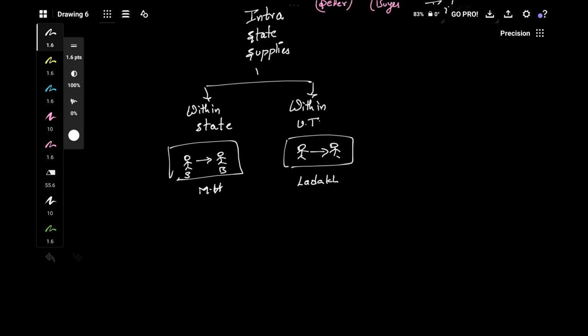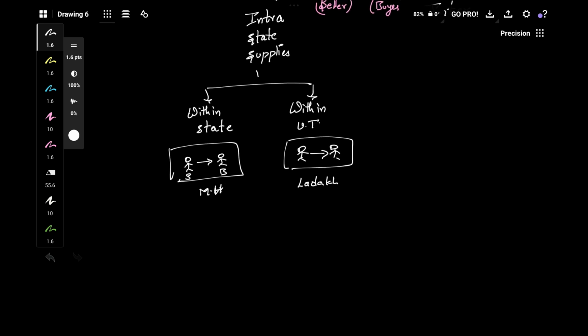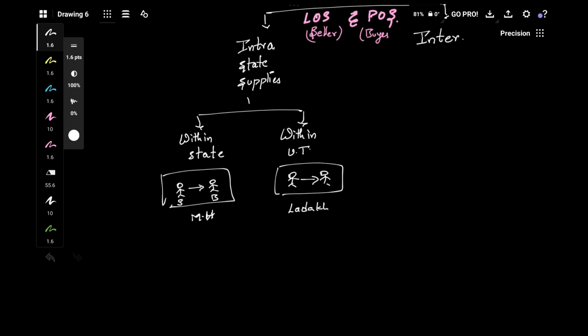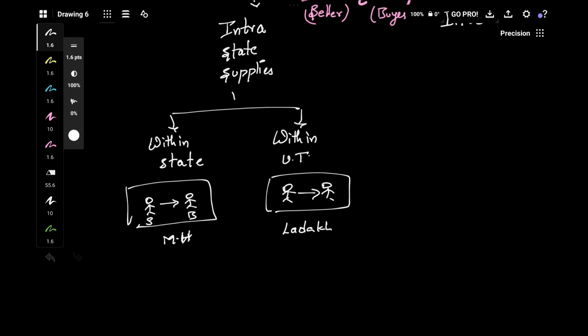If there is a sale happening within a state or within a union territory, then it is called intrastate supply. Okay, so we shouldn't use words like sale, we'll call it supply. There is a supply happening within a state or within a union territory.